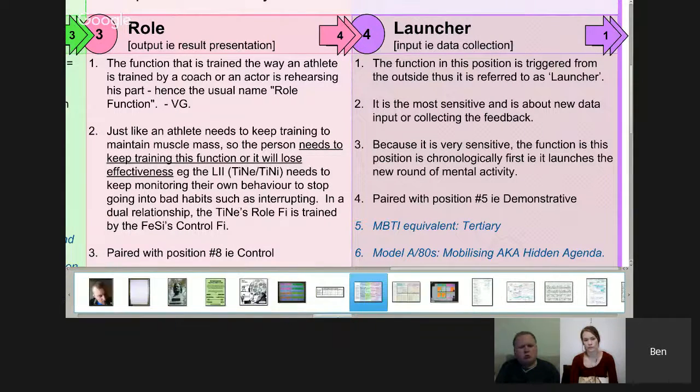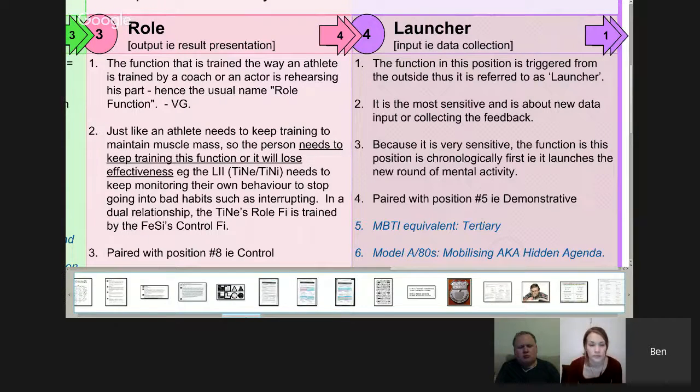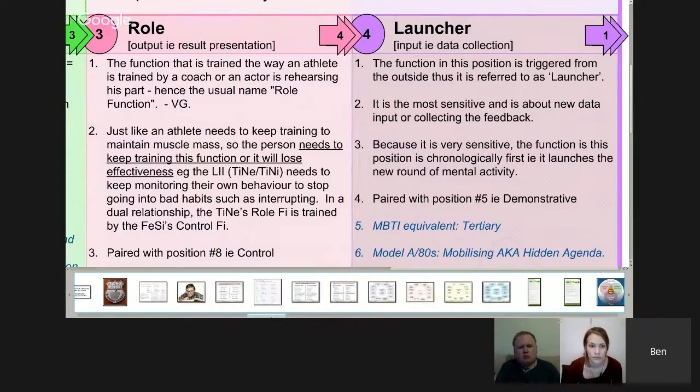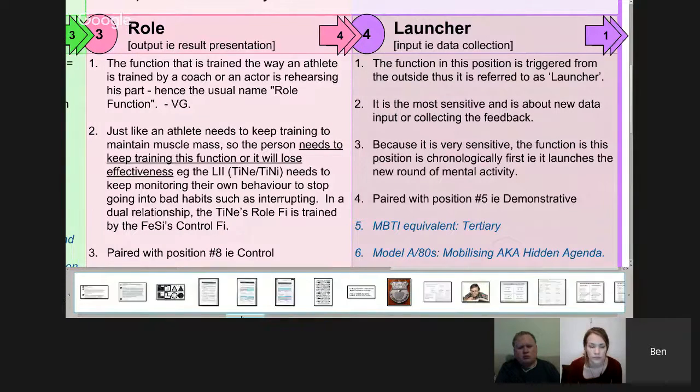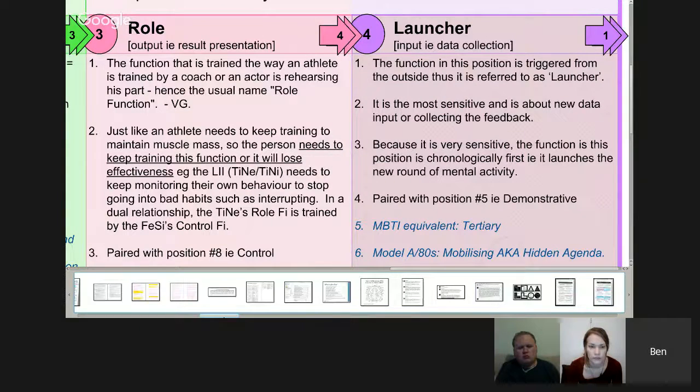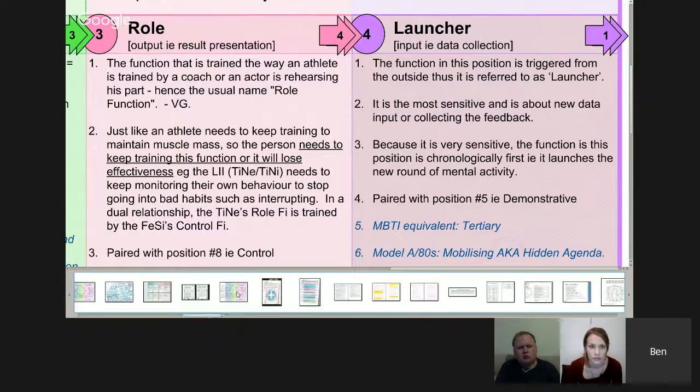No. Nope. Okay. Now I'm going to find the ENFJ profile, and we'll do the bullet points. I don't think that's the right one. It might be the right one. I'm not sure. Which one's that?